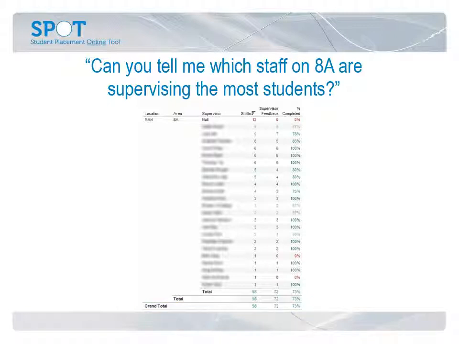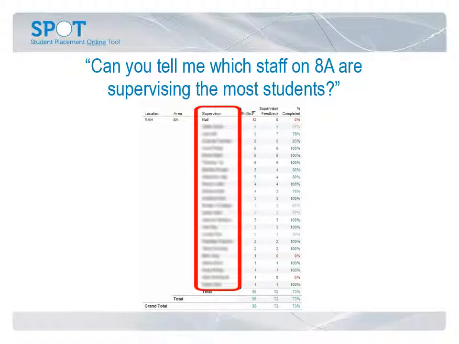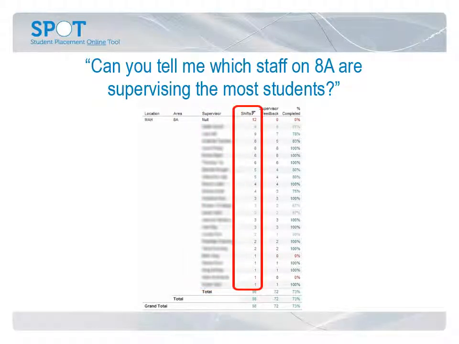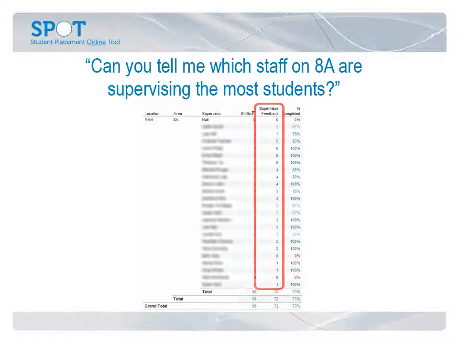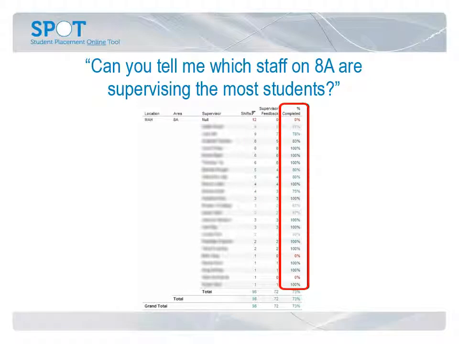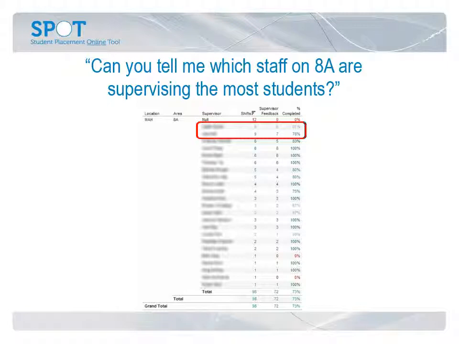If we look up the top, we've got supervisors' names, which we've greyed out to protect the innocent. We've got the number of shifts that they've supervised on and the number of feedback forms that they've done, giving us a percentage of completed feedback forms. You can see that 2 staff have done 9 shifts with students this month. Those 2 staff have completed 6 feedback forms and 7 feedback forms respectively.